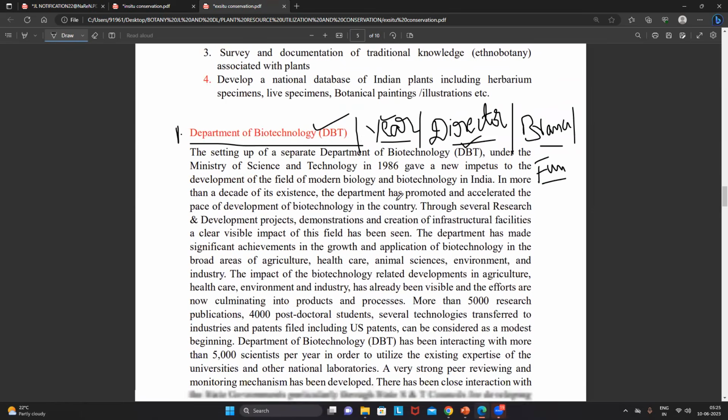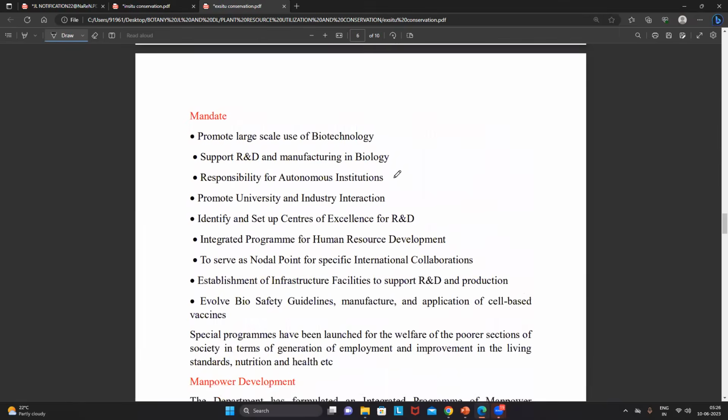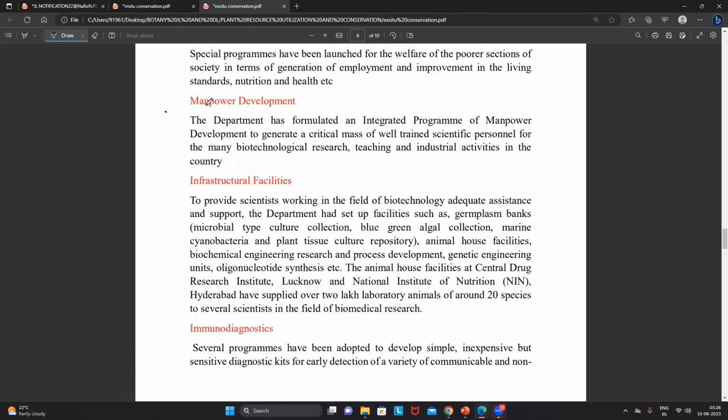No need to read everything. Which year was it established? For example, it is established in 1986. Who is the current director? And remember, what are their functions? That's all. And which branches?